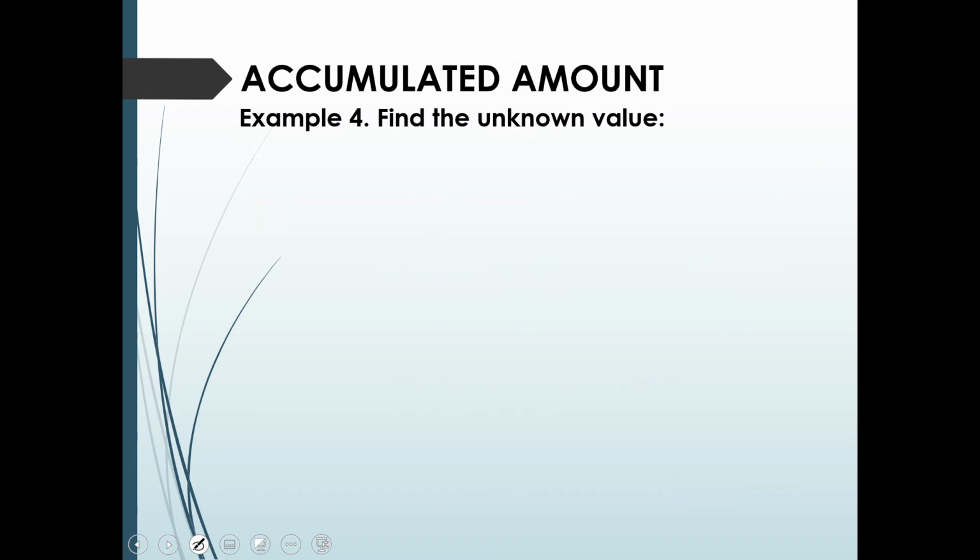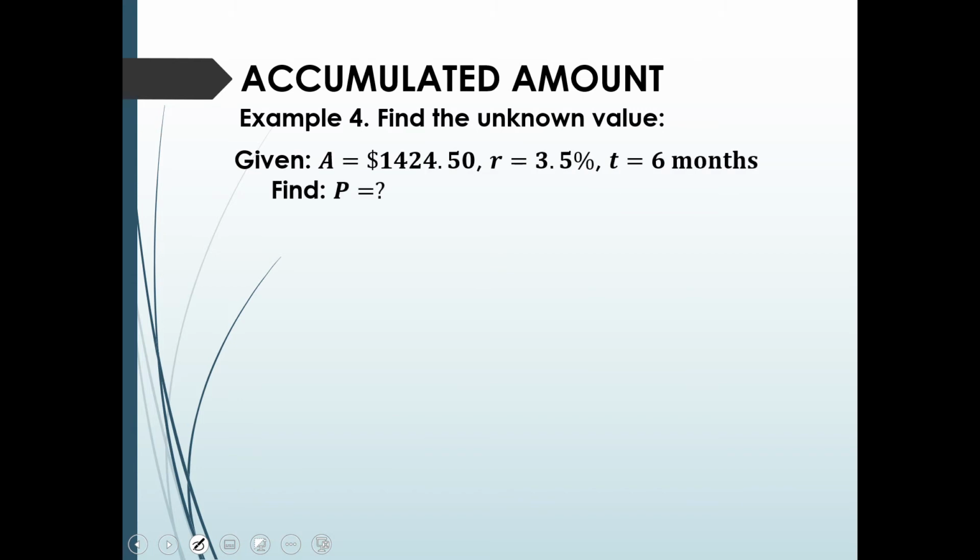Let's have example number 4, find the unknown. In this case, we have a series of givens: A, the rate, and the time, which is 6 months, and then we need to find P. But before we solve for the value of P, take a look at your T here. T is in months. Remember, if it's in months, you have to change it into years. T should always be years. So T should be 6 divided by 12, which is 0.5. Okay. So we have the formula A equals P times (1 plus RT).